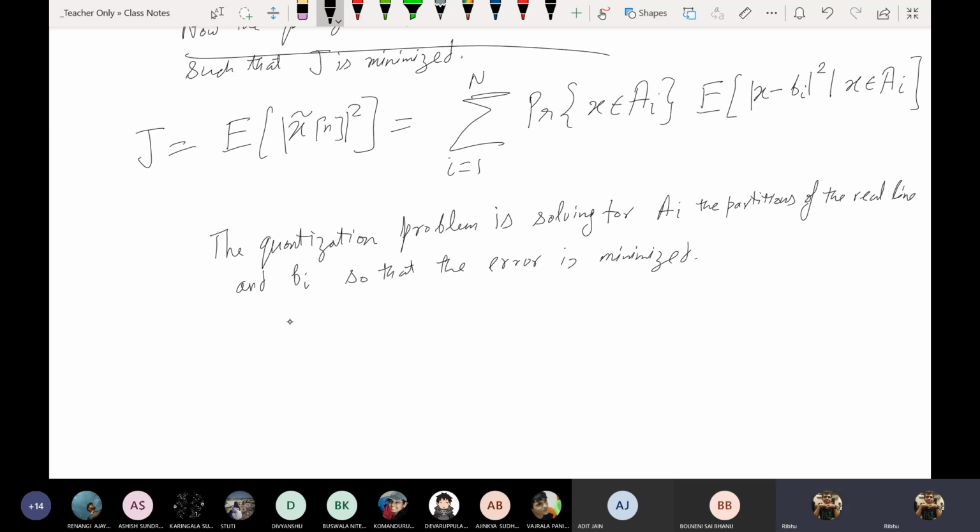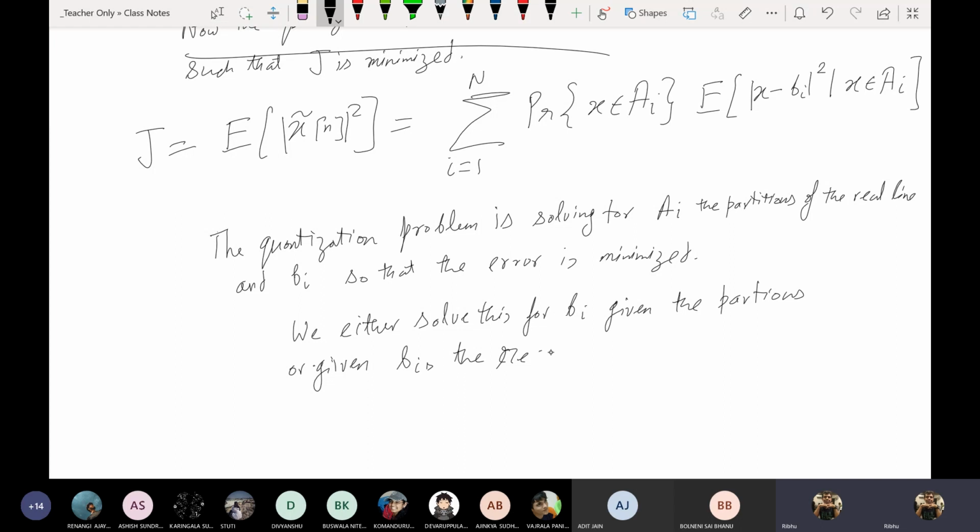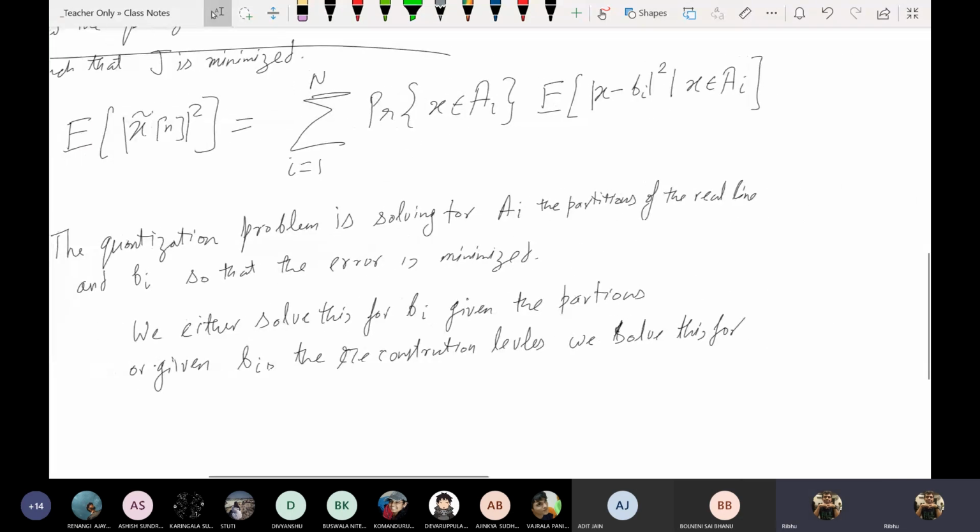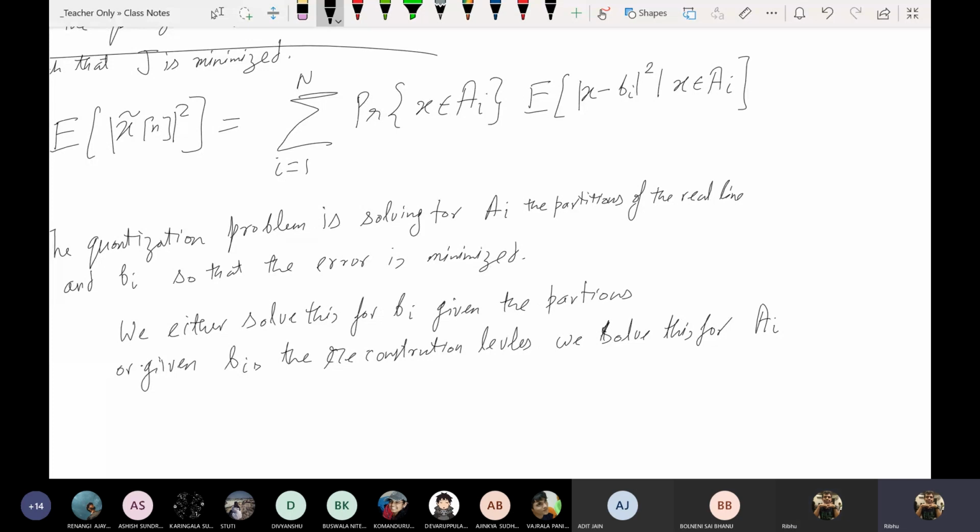So what we do is we either solve this for bi given the partitions, or given bi's, the reconstruction levels, we call these reconstruction levels, we solve this for ai. Fine.